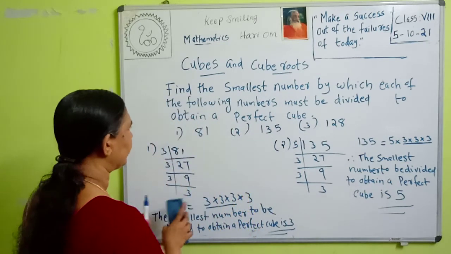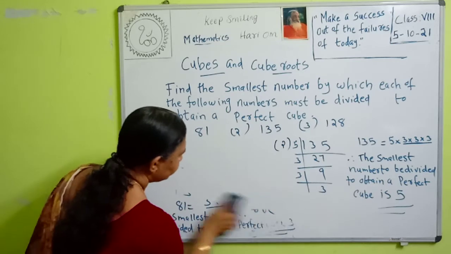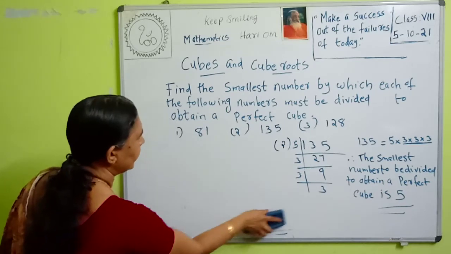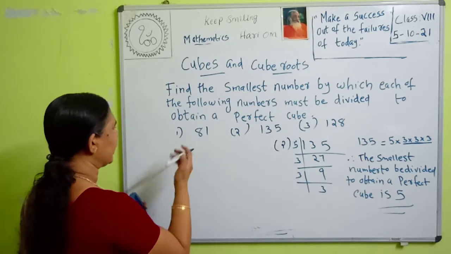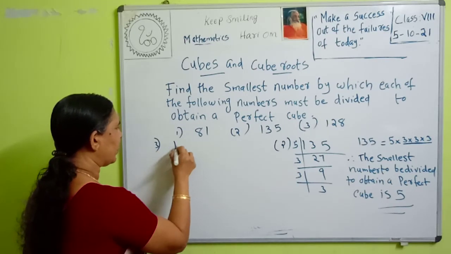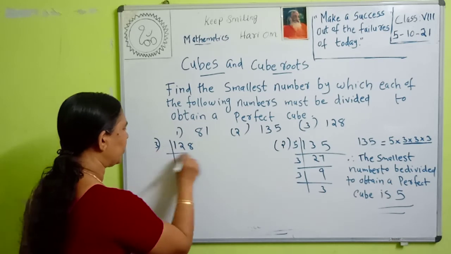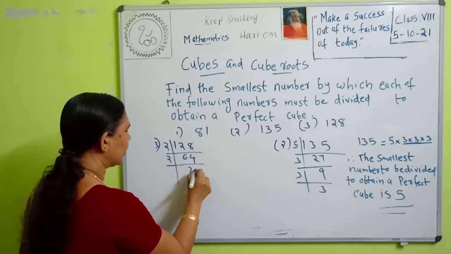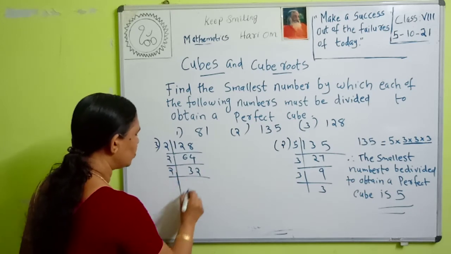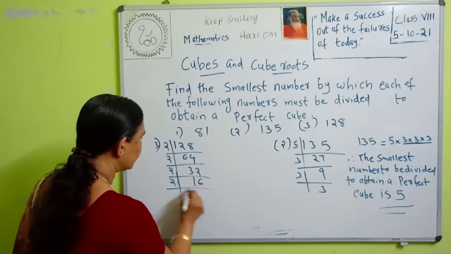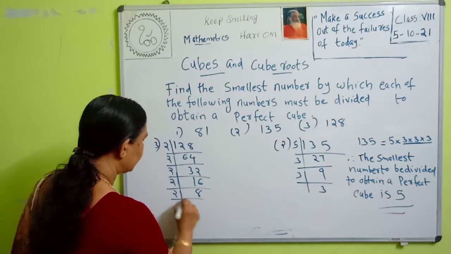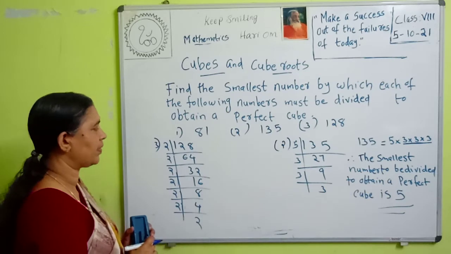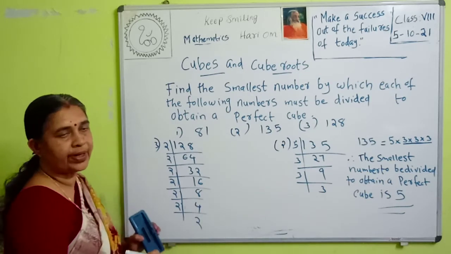Okay. Then what is our third question? Third question, 128. We can factorize this 128. How many times? 2, 64, 2, 32, 2, 16, 2, 8, 2, 4, 2, 2. Then what is the prime factorization of 128?